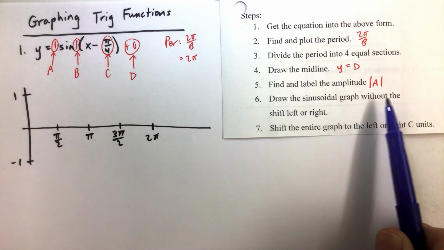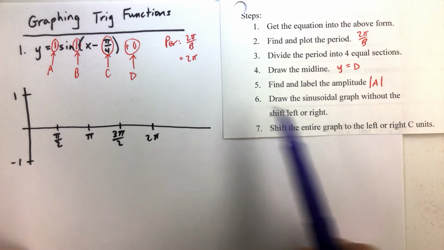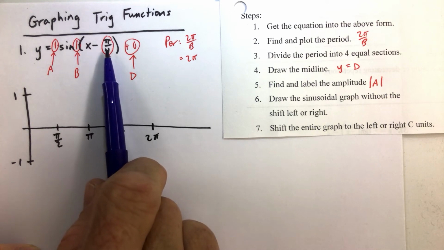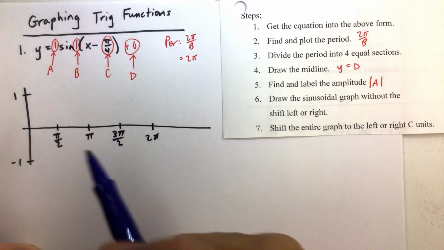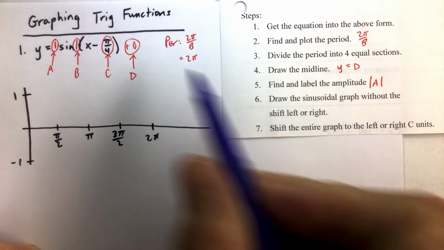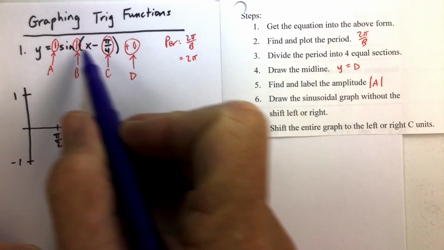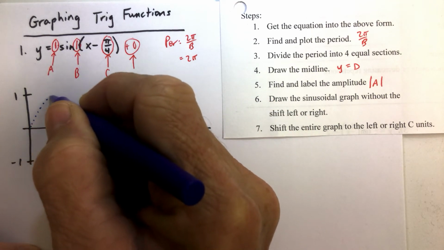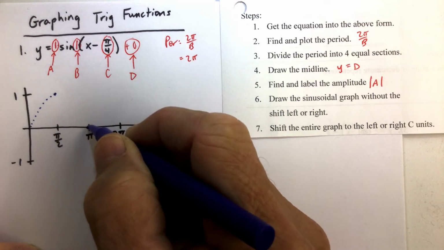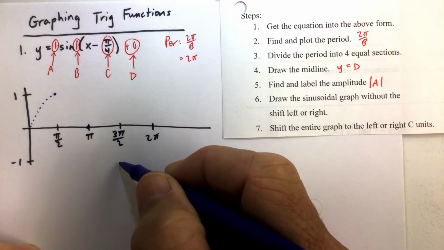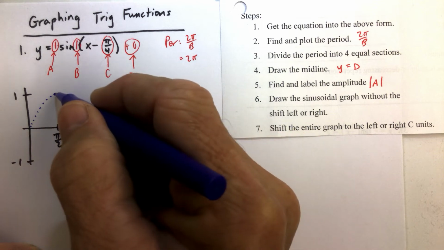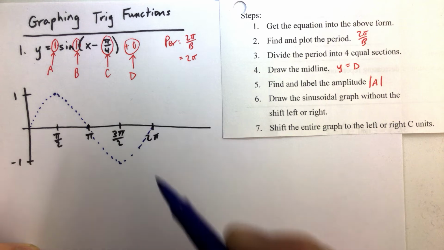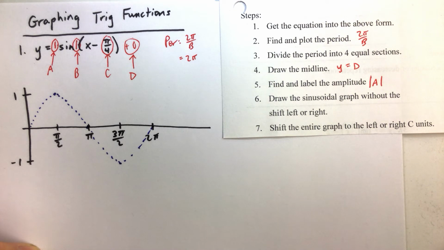Draw the sinusoidal graph without the shift left or right. We're going to save that shift, which is going to be right or left that number of units. So we're going to draw the sinusoidal graph as if there is no shift. We're going to draw y equals sine of x, and we know that sine of x looks like this. It has a high point there. Sine of pi is 0. Sine of 3 pi over 2 is negative 1. And then sine of 2 pi is back to 0 again. So it would come down like this. This is our graph without the shift. That's one period of the sine function.